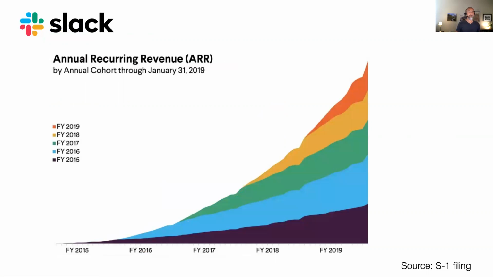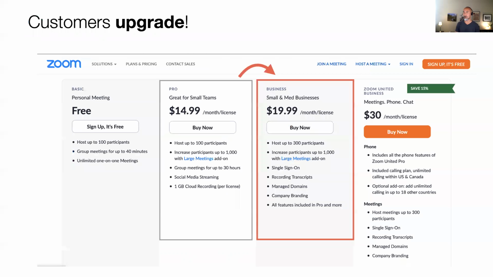This one is easier. This is Slack, and this is annual recurring revenue, ARR, for each cohort. Look at, for example, the bottom 2015 cohort. It's dramatically growing. And why is it growing? Well, it turned out that in a SaaS or subscription business, customers upgrade, right?